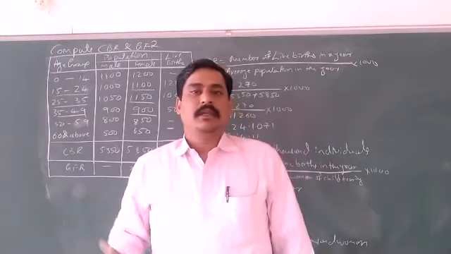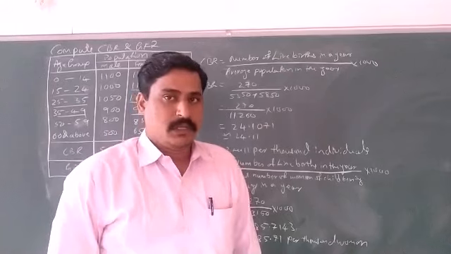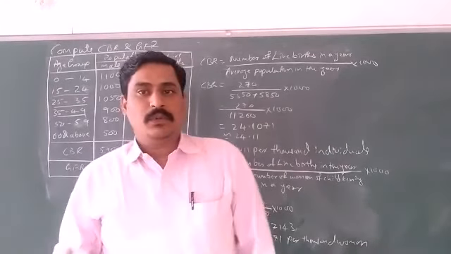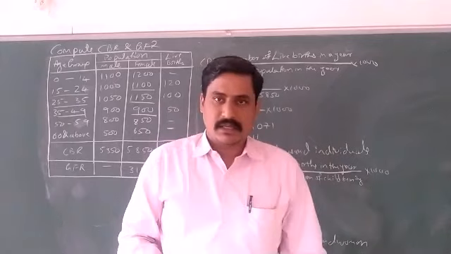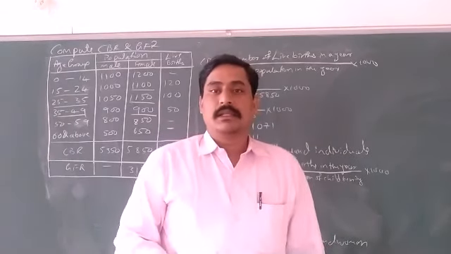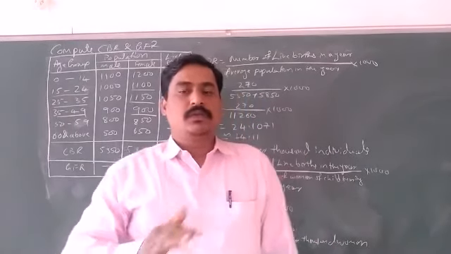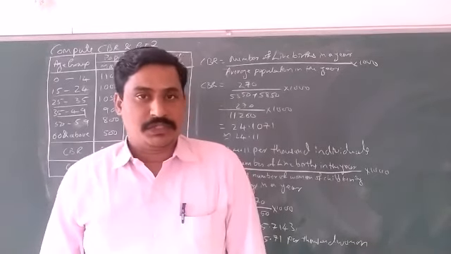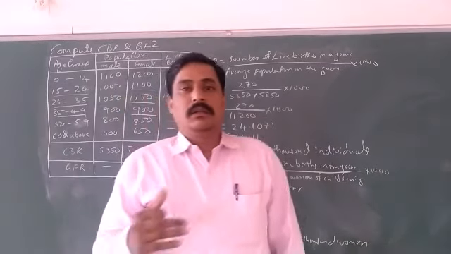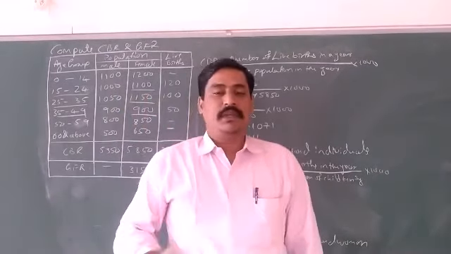And these two, CBR and GFR, cannot be used to compare with other locations. We can compare for the same location for 2 different time periods: previous year, current year, or some other year in the history and the present year. So we can compare that here, but we cannot use it to compare with other locations. To compare with other locations, we calculate the total fertility rate, TFR.